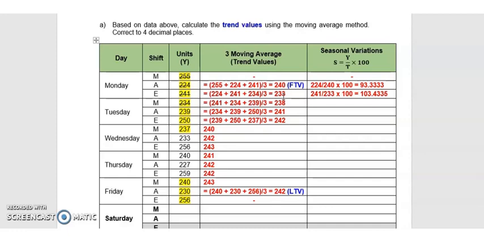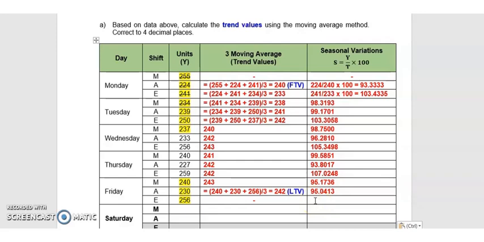Continue the same process. Here you will get 98.3193, 99.1701, and so forth. You continue the same process until the last trend value. For the last seasonal variation, you will get 95.0413.